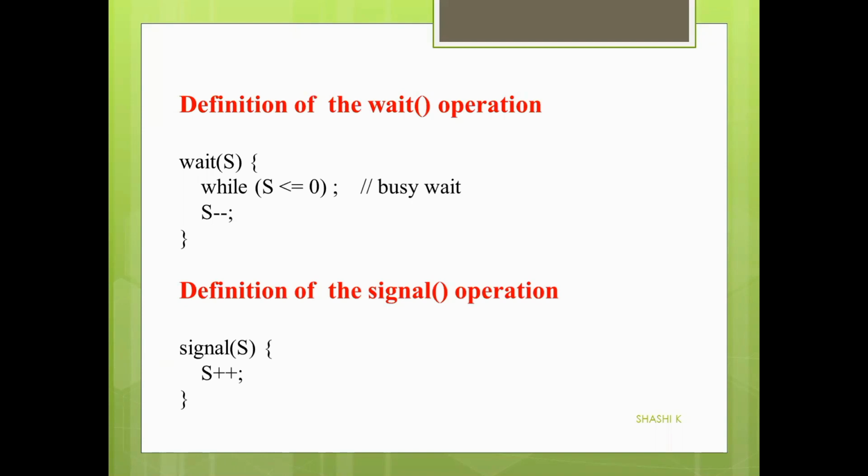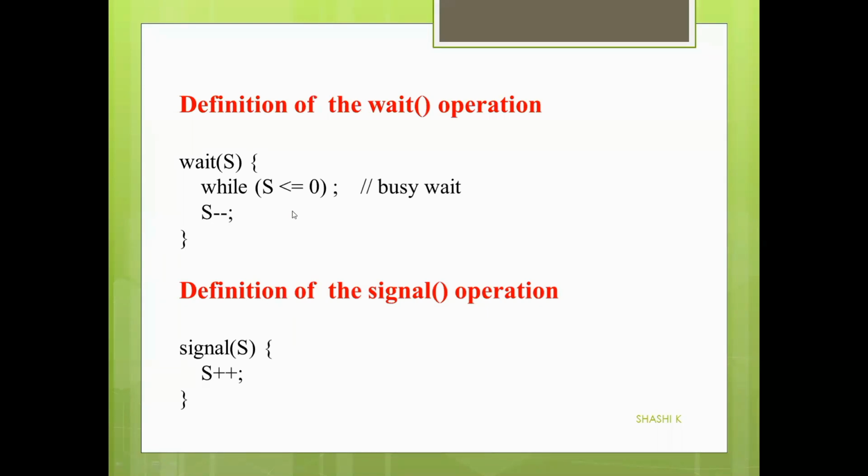A semaphore, as I told you, is an integer variable which can be accessed only through two standard atomic operations, namely wait and signal. In the wait operation, we decrement the value of the semaphore, and in the signal operation, we increment the value of the semaphore by 1. Wait reduces the value by 1, and signal increases it by 1. That is the basic operation.